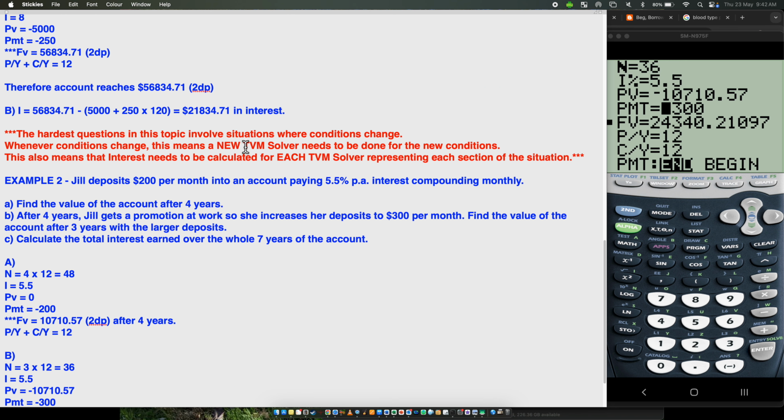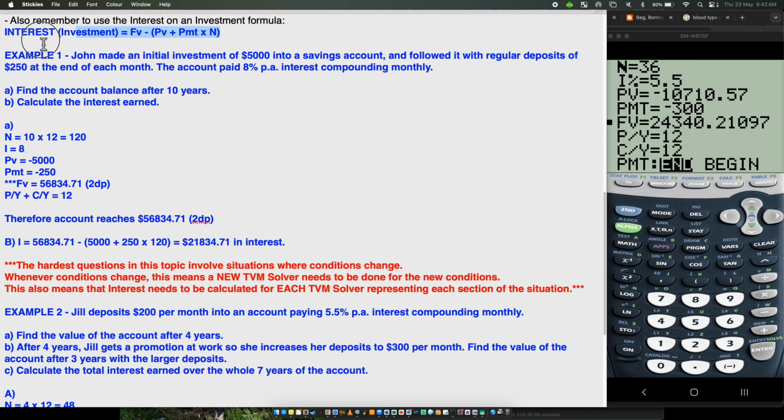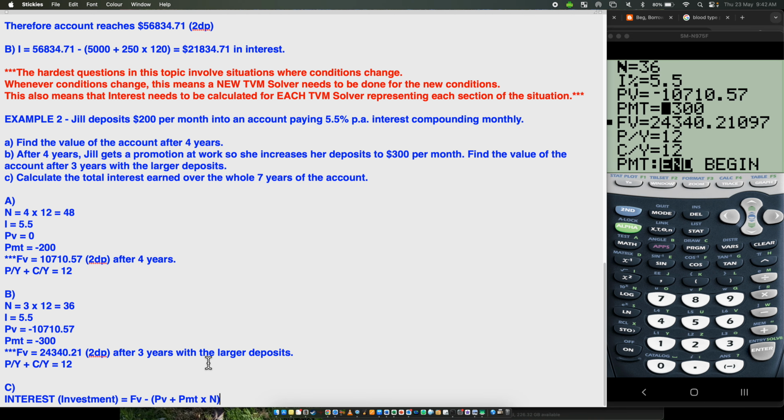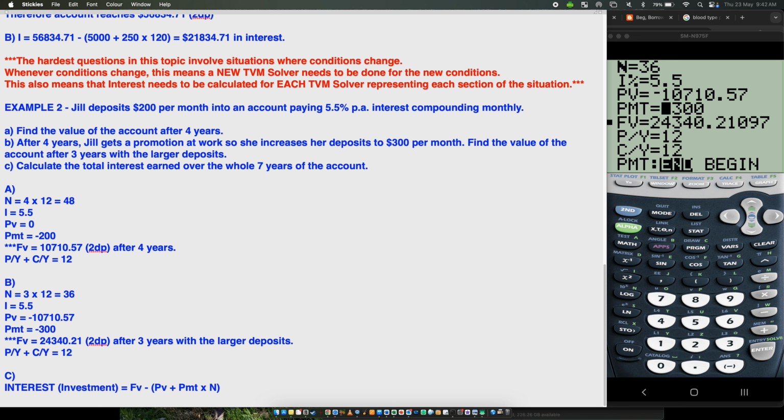Can someone try to explain to me why I can't just do that once? Let him, because you've been answering, yes? You have 2 TVM sections, and the other thing is, in this formula, how many spaces do I have for PMT? I've only got 1. How many different PMTs were there? 2. So I need to break it up. So first part, I is equal to, what did it get up to?